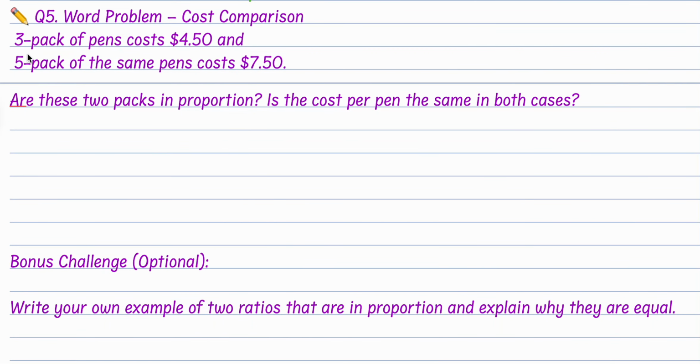If 3 packs of pen cost $4.50. Now it's the comparison of packs with cost. So ratio is packs with costs, right? Packs over cost. And another ratio is packs over cost. So they must be equal. That is the point. So 3 over 4.50 must be equal to 5 over 7.50. Only then these are in proportion.